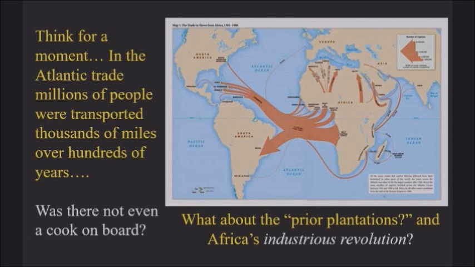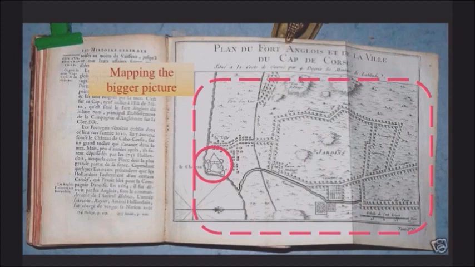So think of this for a moment. Was there not even a cook on board? What about the industrious revolution in Africa that made the industrial revolution in Europe possible?